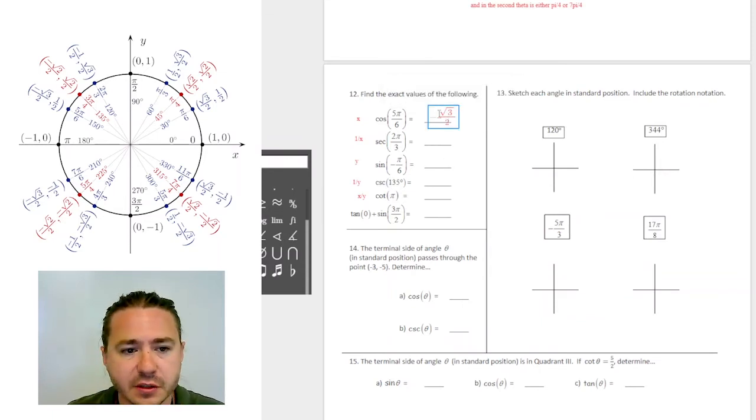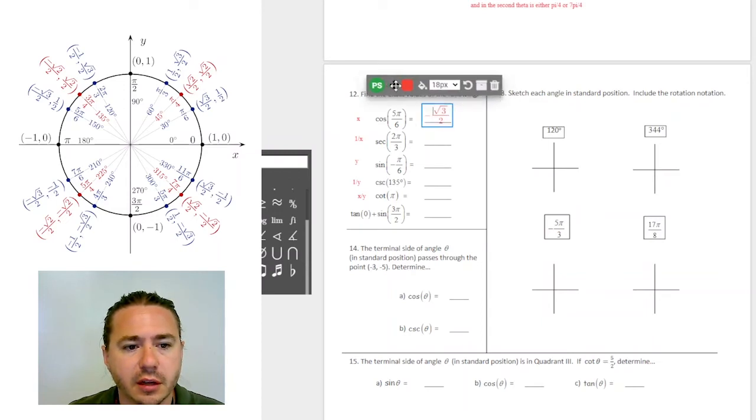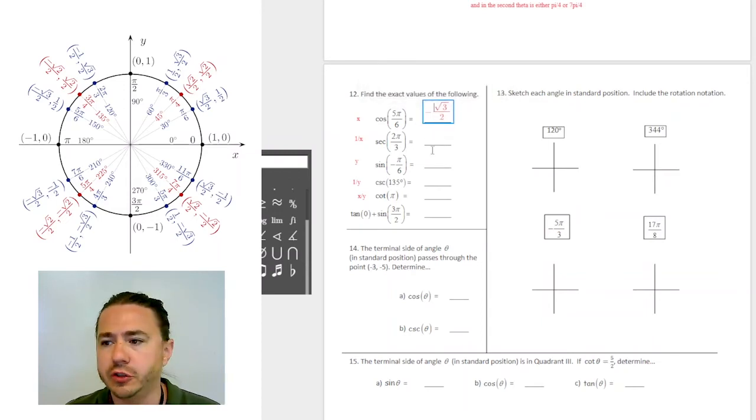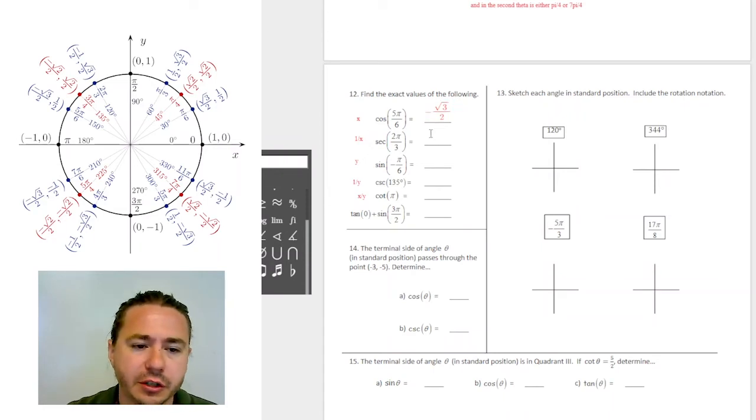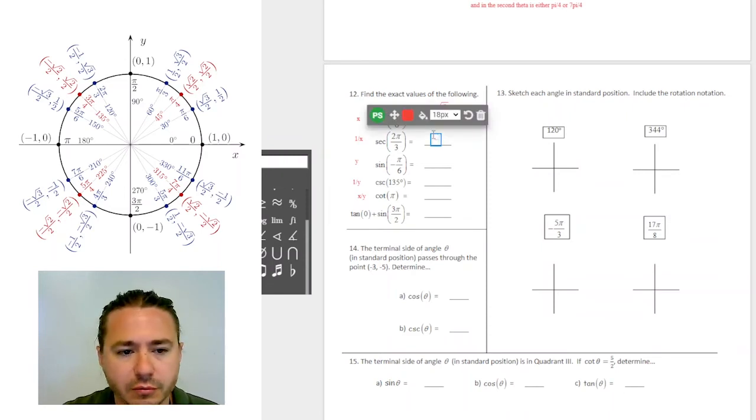Now, secant is the reciprocal of the x value. So at 2 pi over 3, let me look up there. 2 pi over 3 is in quadrant 2, and the x value is negative 1/2, so the reciprocal of that would be negative 2. So you'd say negative 2 over 1, which equals negative 2.